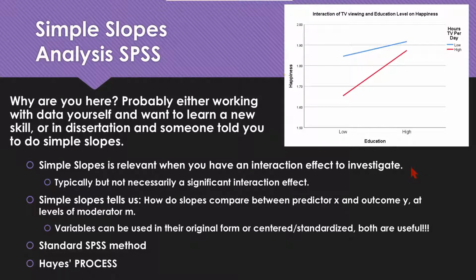We're first going to do the SPSS method, which is simple, just uses SPSS. You don't need anything else. And the second uses Hayes PROCESS, which is a free additional module for SPSS. So choose which one of those you'd like to do.